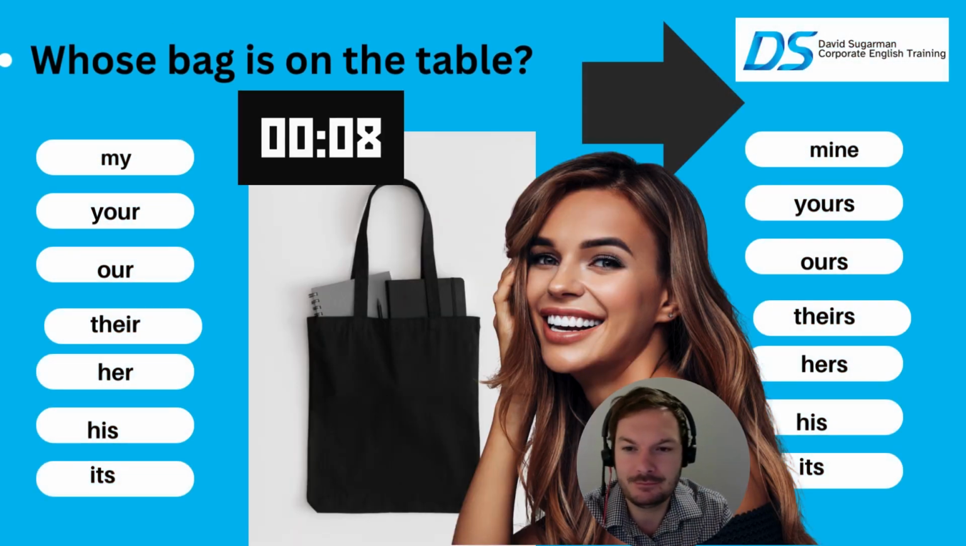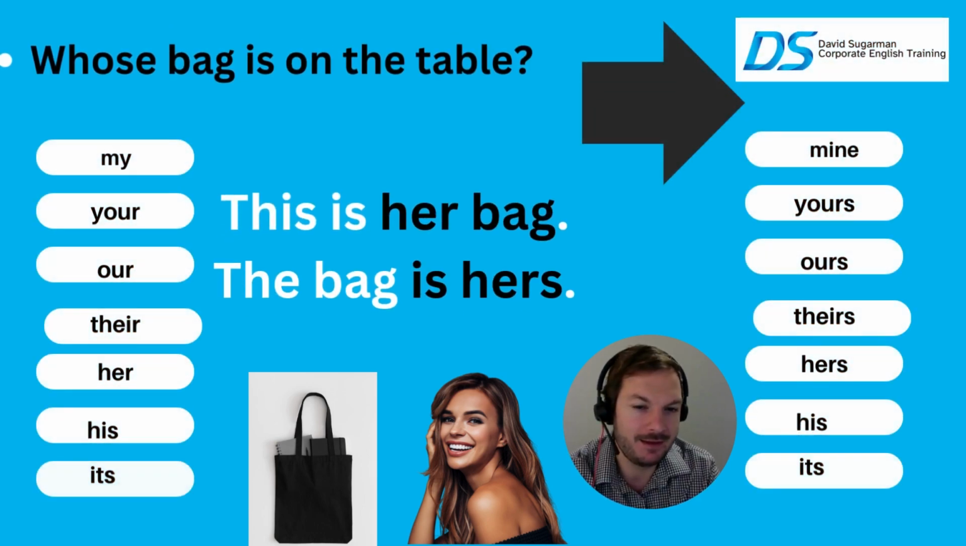Now, whose bag is on the table? What do you think? Whose bag is on the table? Now, you have two options. This is her bag, or the bag is hers.